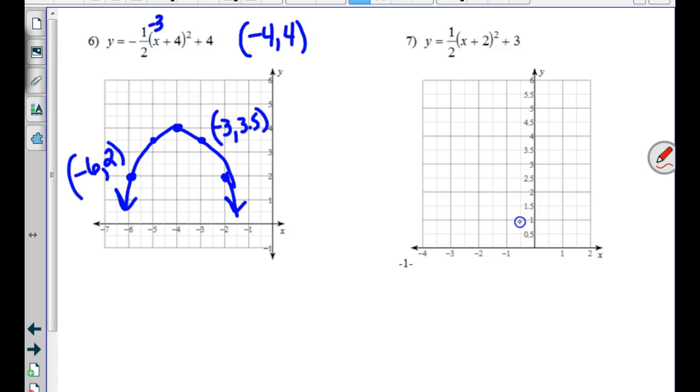All right, so someone talk me through the last one real fast. Vertex. And what else? If I go out 1, I go up 1, except there's a half, so I only go up half. If I go out 2, I'd normally go up 4, but there's a half, so I'm going to go up 2.